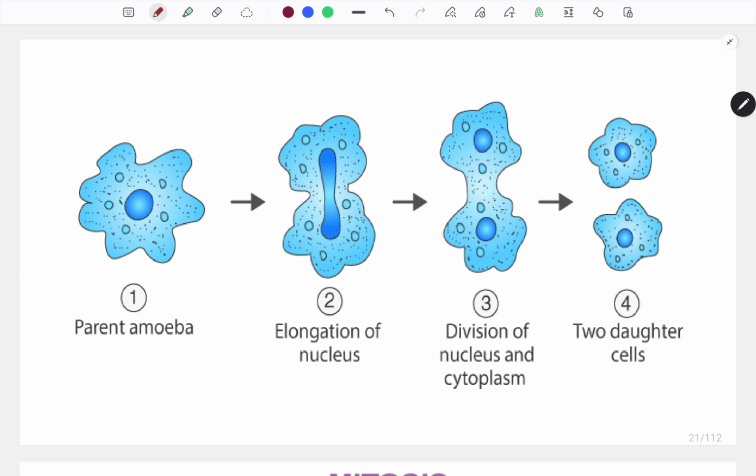And this is one more thing I am discussing. In prokaryotes, as I said, the mode of cell division is binary fission. This is what I said.